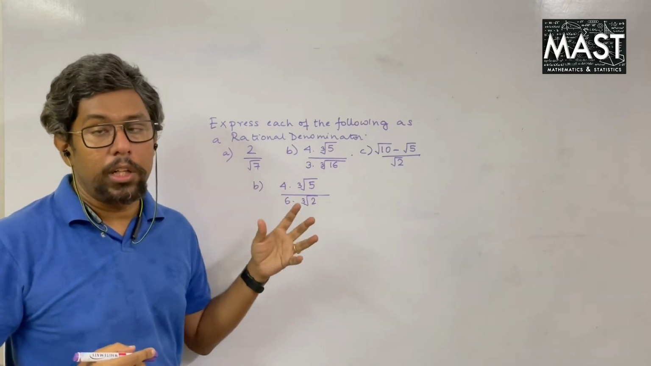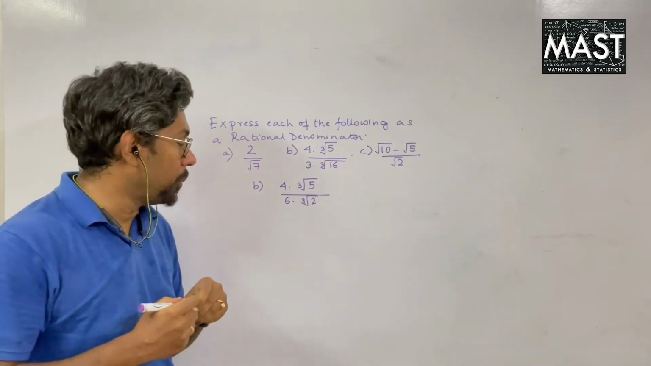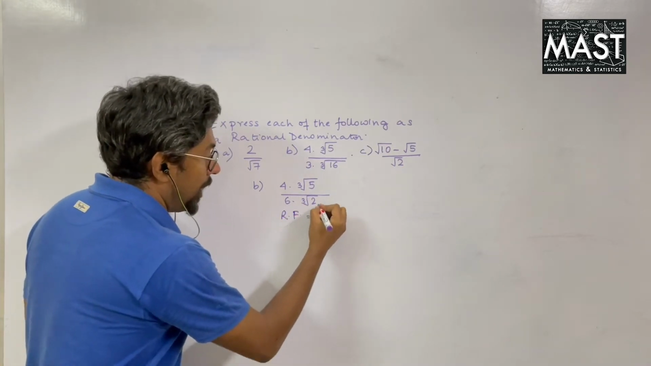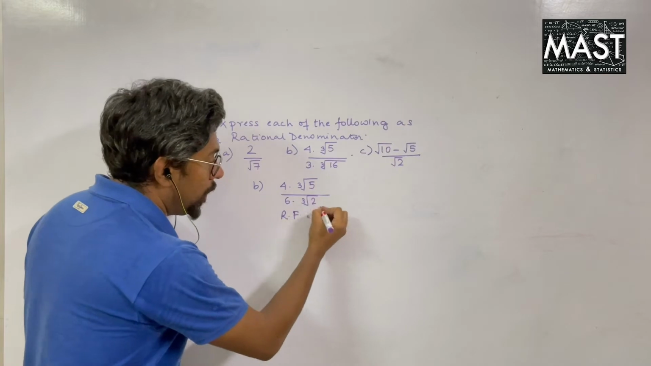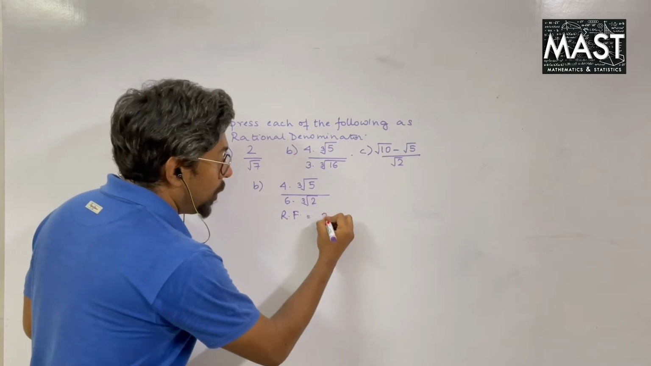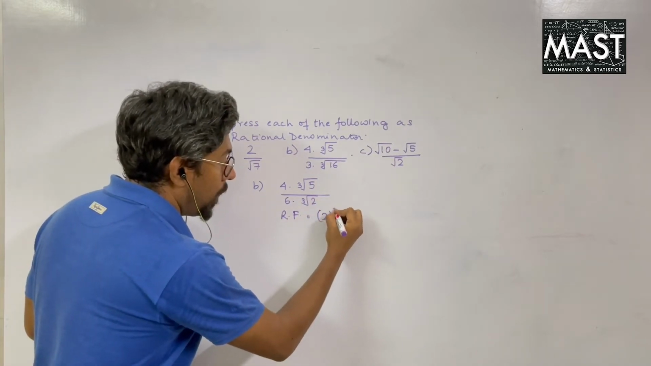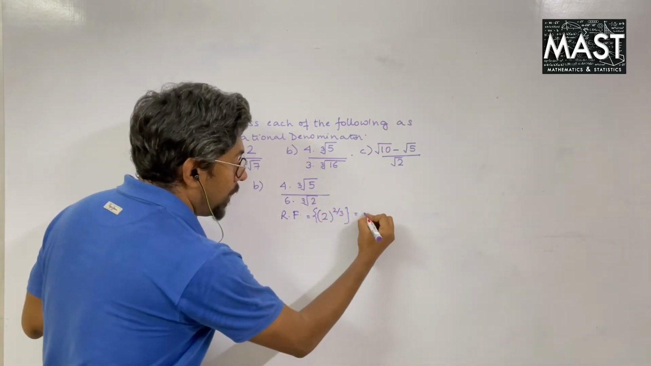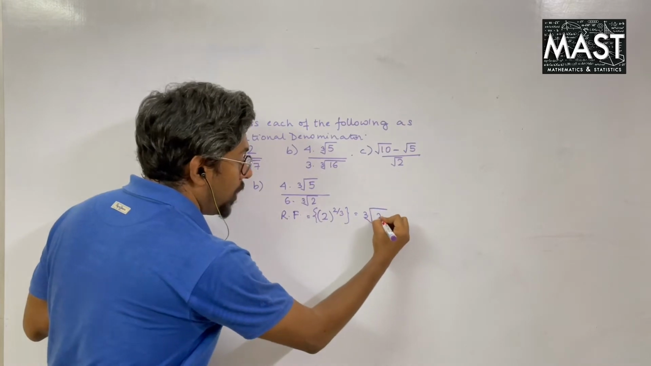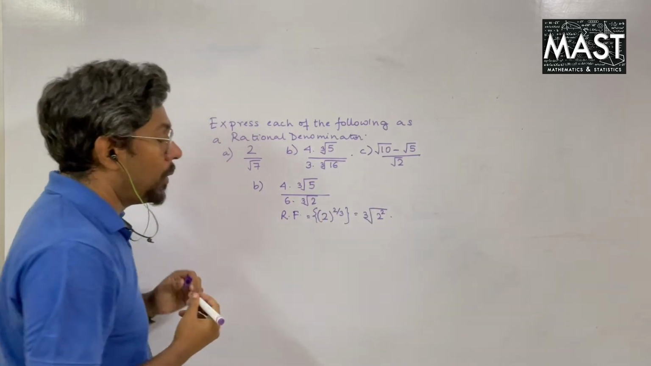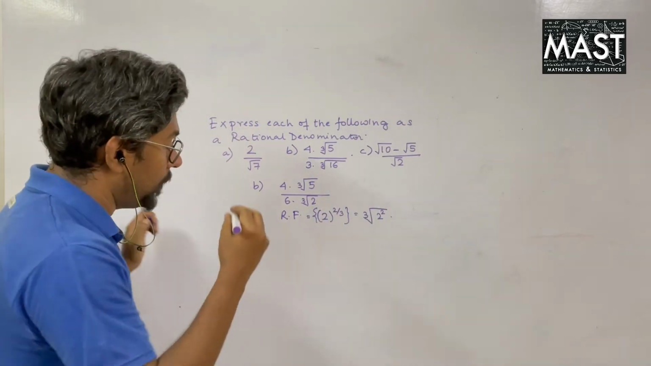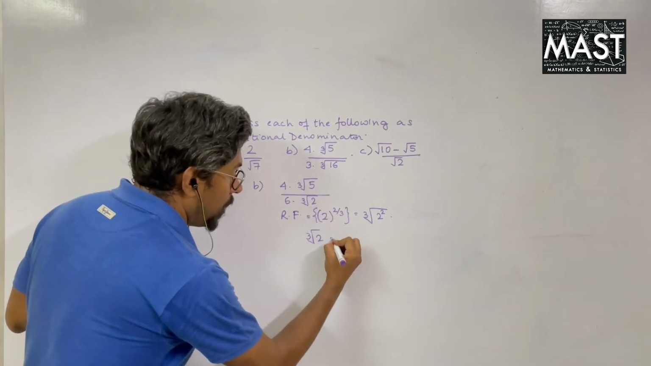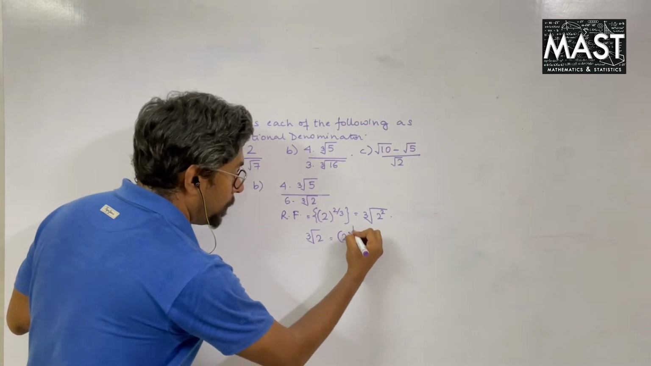Now since we need to rationalize the denominator, my rationalizing factor, RF, in order to remove the cube root would be 2 to the power 2 by 3, which is cube root of 2 square. Why is this my rationalizing factor? Because cube root of 2 means 2 to the power 1 by 3.